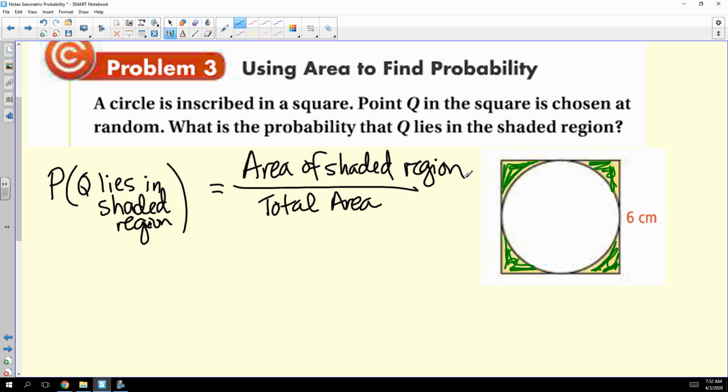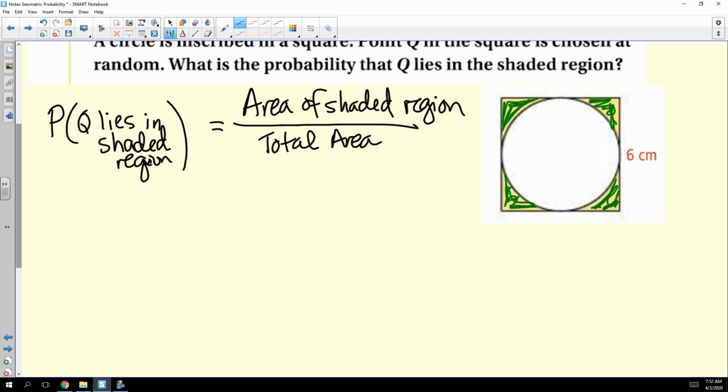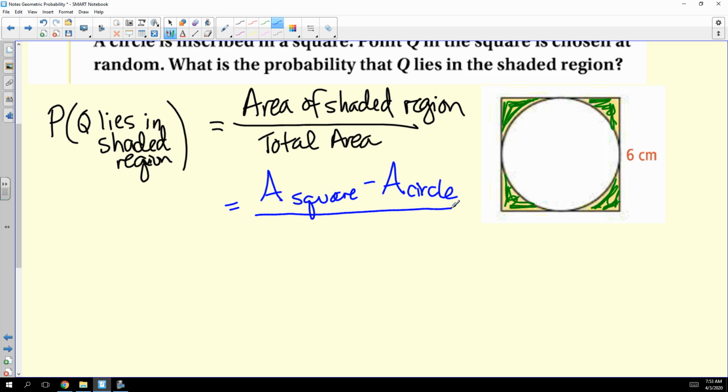All right, so how are we going to find the area of the shaded region? It's kind of like rolling out a square piece of dough, let's say, and then using a cookie cutter and cutting out that massive circle in the middle and getting rid of it, and then you have these little corner pieces left over. So how would we find that area? That's what we would have left over if we take the area of the square and subtract the area of the circle, divided by the total area of the square.